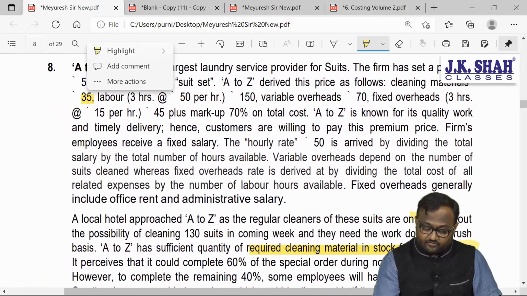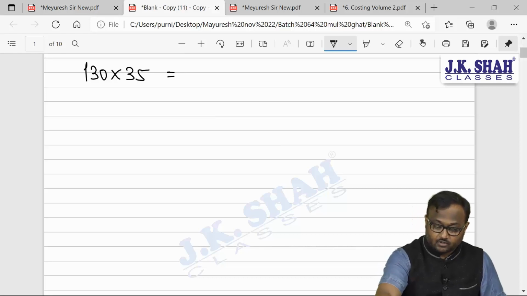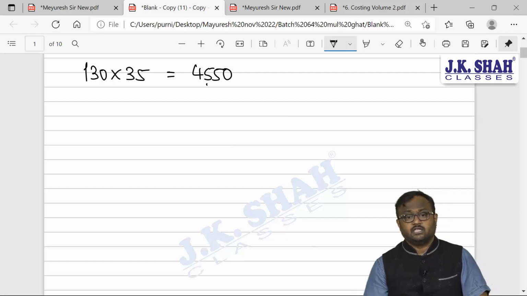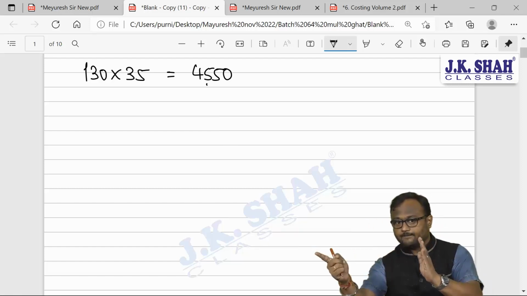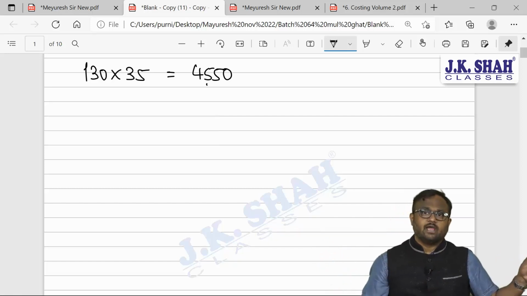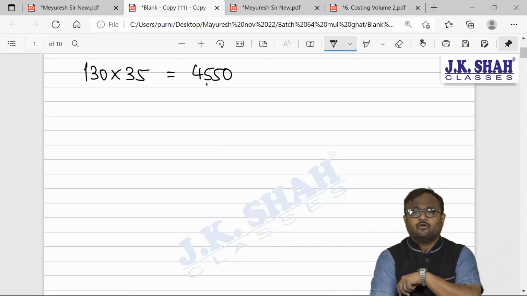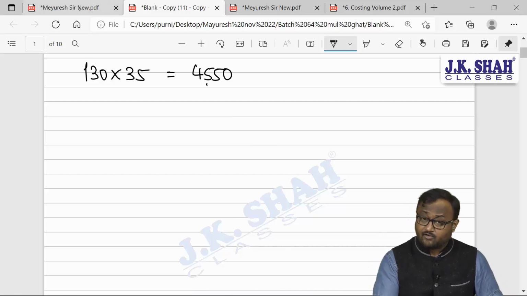I have to spend 35, and I will make my customer pay 35 on 130 suits. So 130 suits multiplied by 35 per suit, 130 into 35, so 4550 is my relevant material cost to be charged. It's an incremental cost, it's a replacement cost. If I use this material for the hotel, 130 suits, it will get utilized. So for my existing business, I'll have to buy the new one. It is as good as buying the new one for the hotel offer. So guys, for 130 suits at 35 rupees per unit, the material will be 4550.